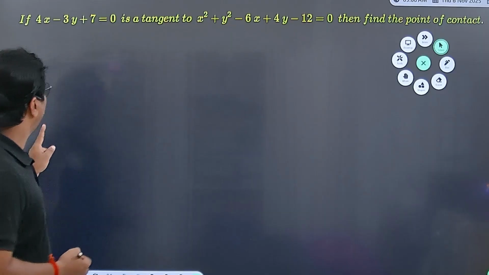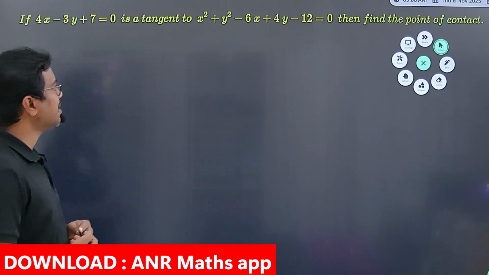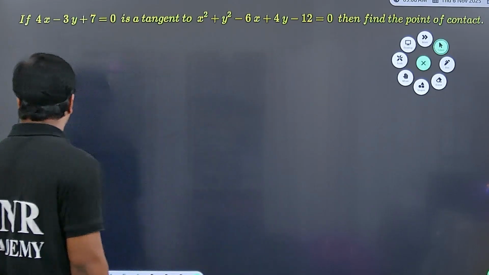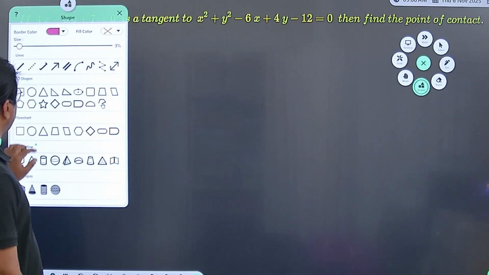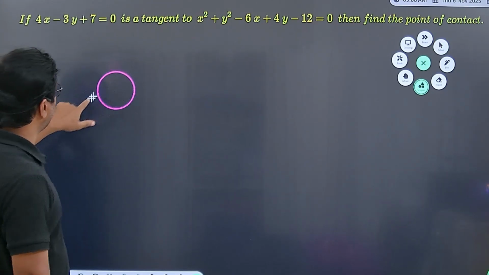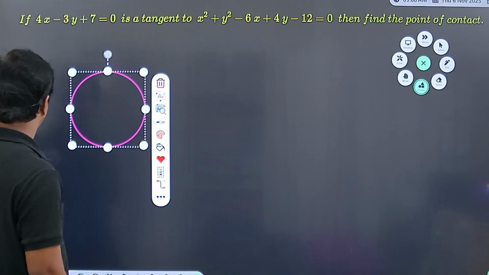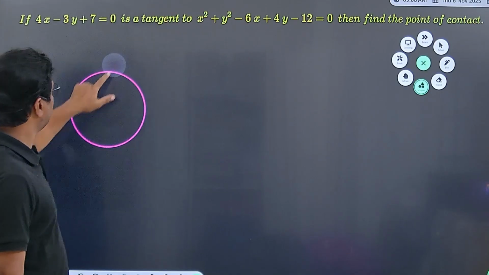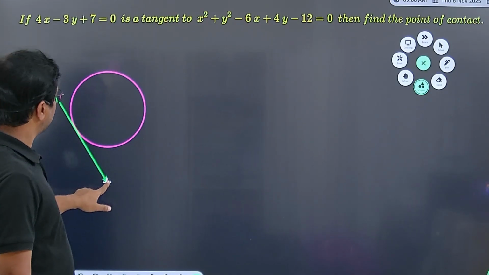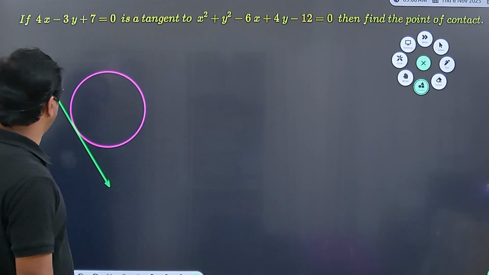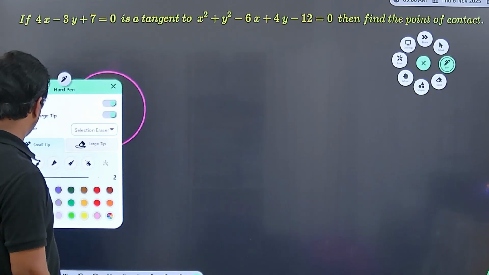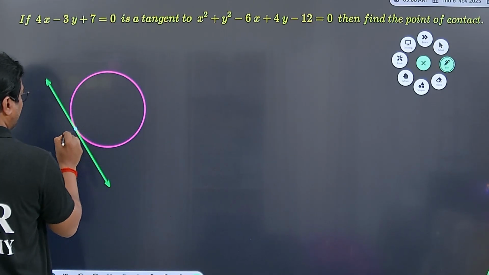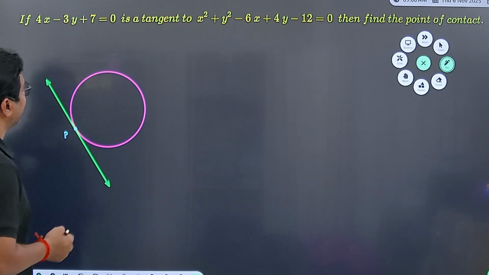See this question. If 4x minus 3y plus 7 equals 0 is tangent to the circle, then find the point of contact. Given that a line is tangent to a circle, there is a circle and for which a line is called tangent. Suppose that this is the tangent to the given circle. Then here it is required to find the point of contact. This is point of contact. Suppose that P.